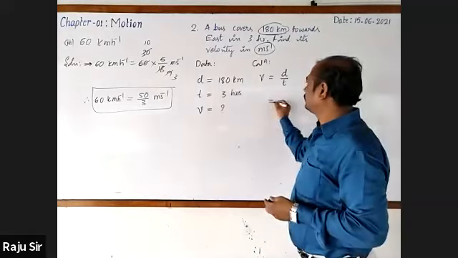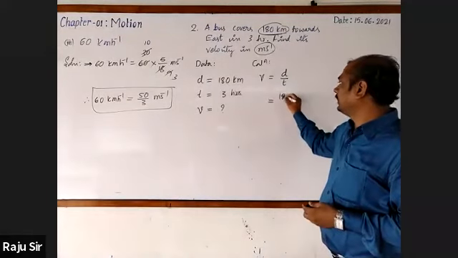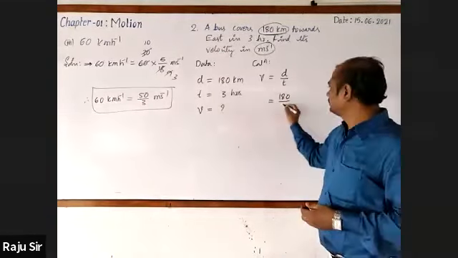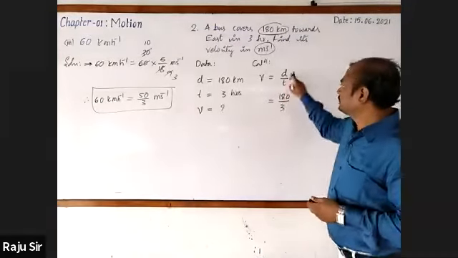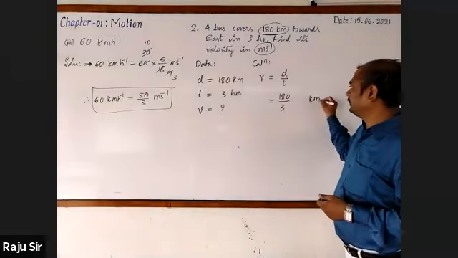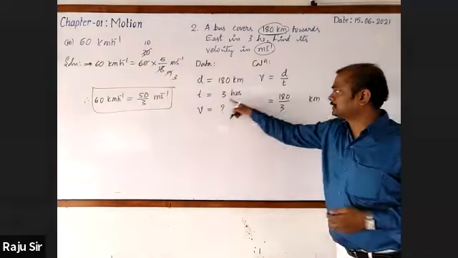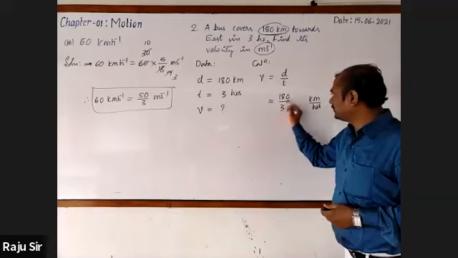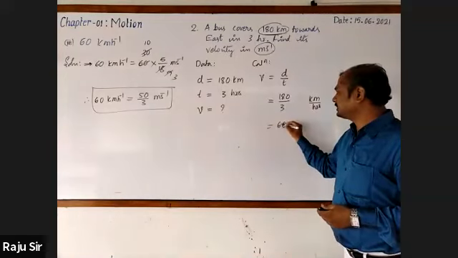Now, this is equal to, where D is 180 and T is 3. Okay. Distance is 180 kilometer and time is 3 hours. Cancel it. It is 60 kilometer per hour. Sir, is the answer 50 by 3 meter per second?